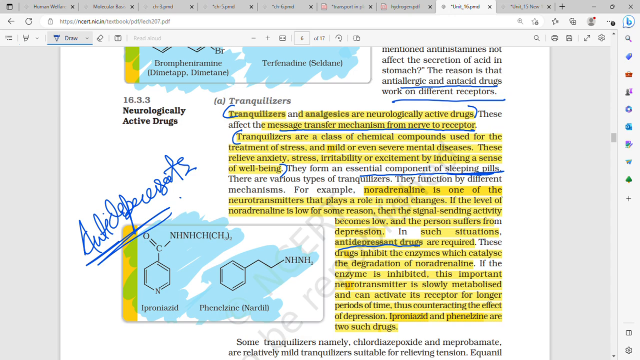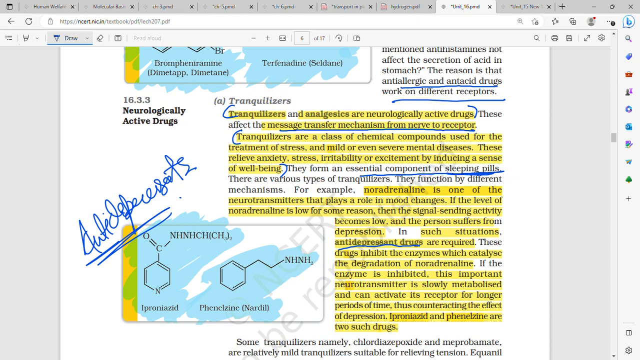So let's go back. Noradrenaline is one of the neurotransmitters which plays a very important role in our mood changes. If the noradrenaline is low in people for some reason, such as chronic stress or a genetic reason, then the signal sending activity becomes very low. If the signal is not sent, then the person will suffer from depression. In such situations, antidepressants are required.